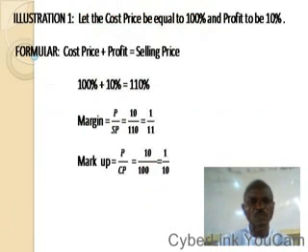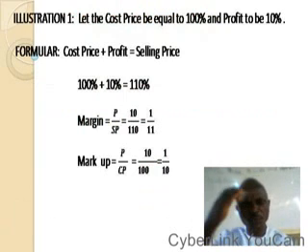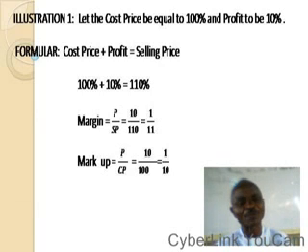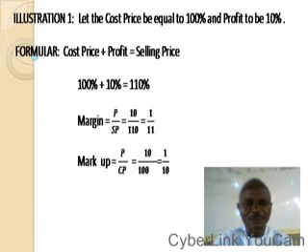In the first illustration, let the cost price be equal to 100% and the profit be 10%. Remember the formula: cost price plus profit equals selling price. So 100% plus 10% will give us 110%.